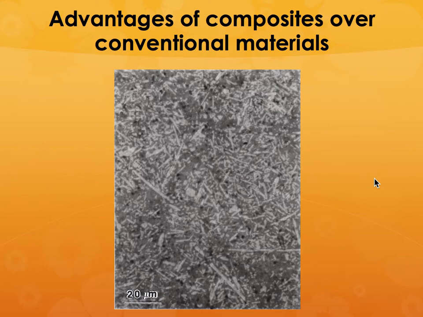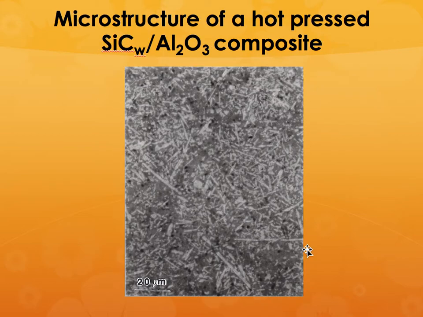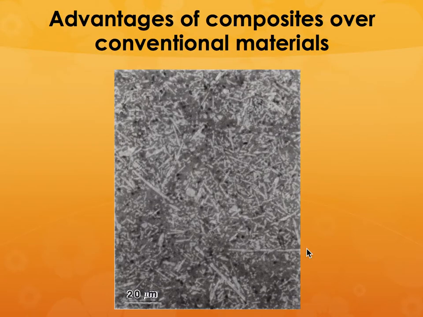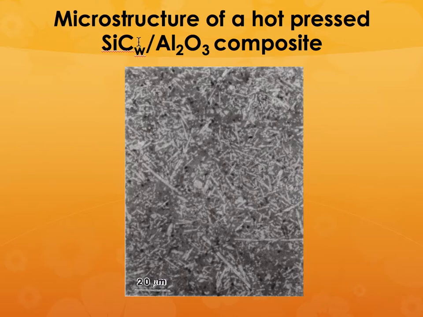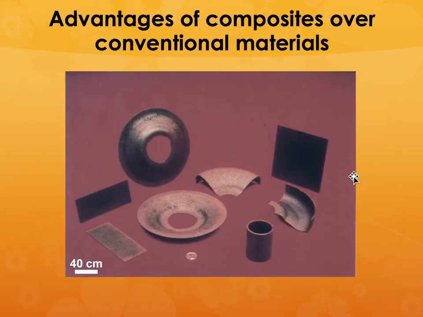Now, we have talked about this previously, composites have several advantages versus conventional materials. If you have a completely random orientation, say a chopped fiber orientation, it may not give you as good properties as continuous fiber reinforcement, but still it is better than having a completely brittle matrix. So this one is a silicon carbide whisker reinforced alumina composite, and there are many different types of applications for these composite materials.